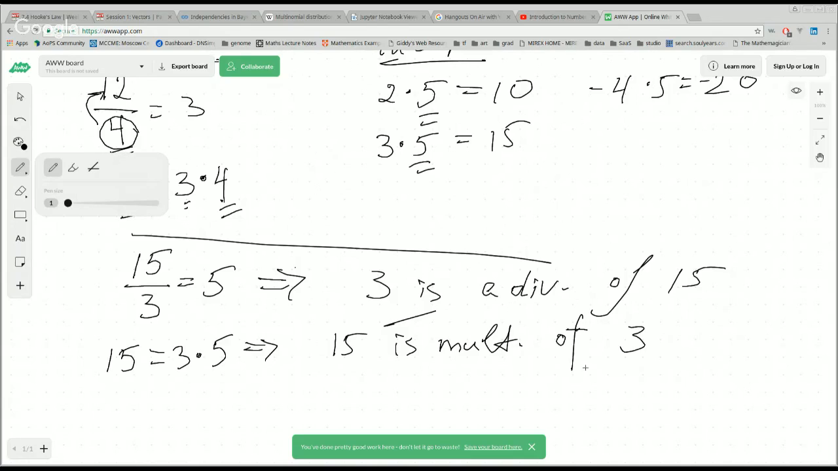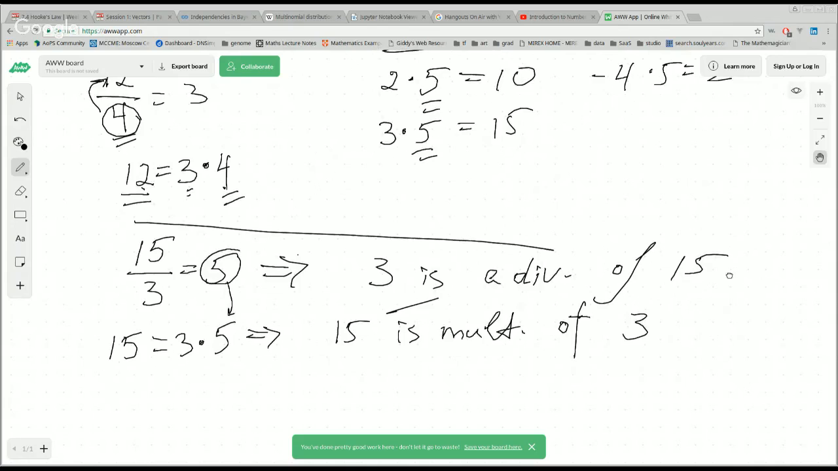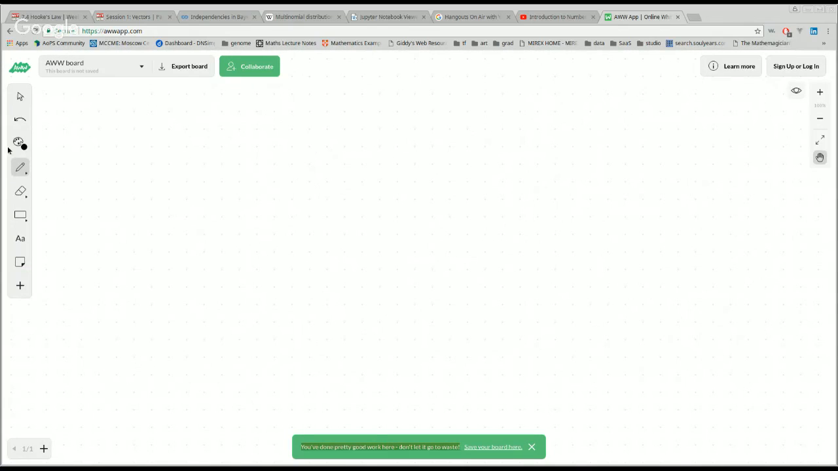If 15 is a multiple of 3, that means 3 times some integer gives me 15. That means that if I were to take that 15 and divide by 3, I would get that integer that when multiplied by 3 gave me this 15. So we have this relationship between the notion of a divisor and the notion of a multiple. And so we can formalize it by writing the following. So we're going to try and formalize this.